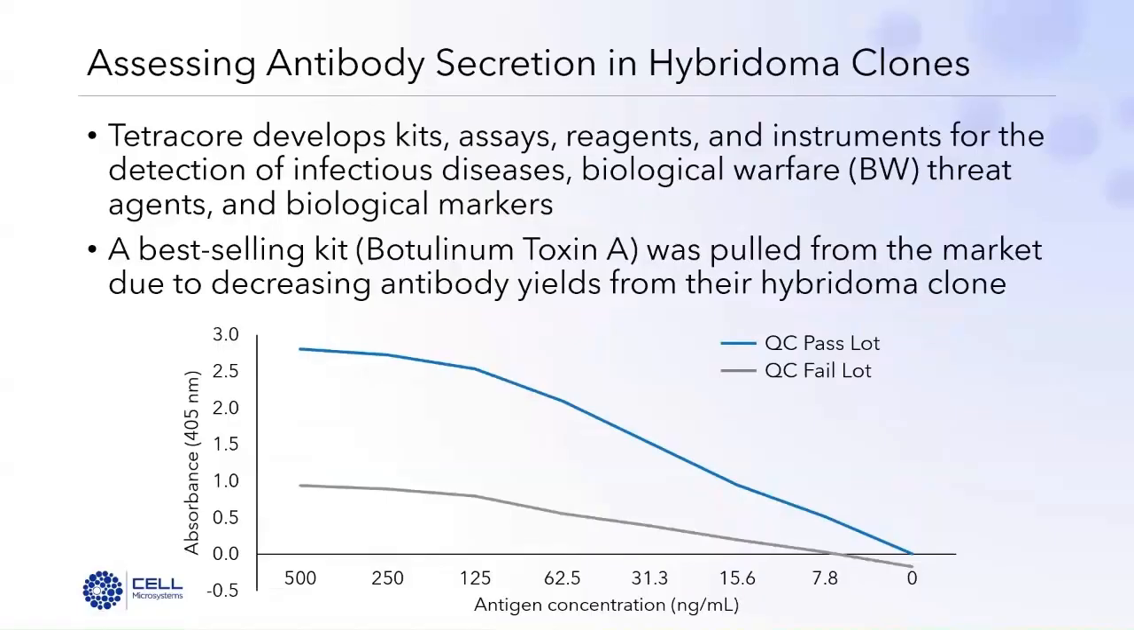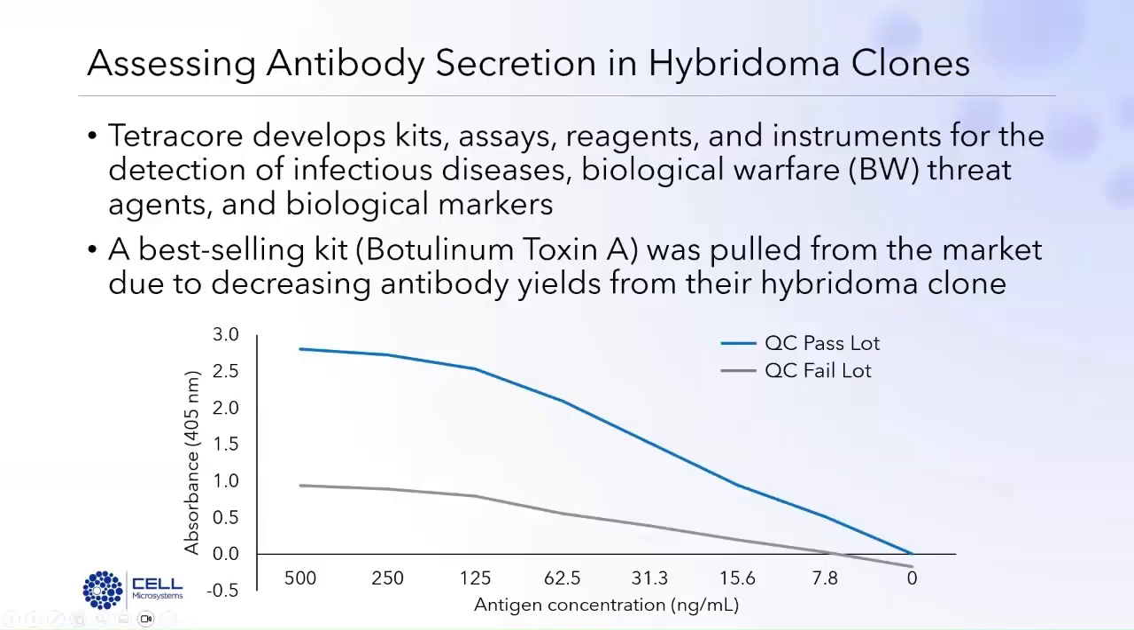Tetracore is an antibody production company in Maryland. They are a good collaborator of ours that reached out to us for help with this exact problem. They develop kits, assays, reagents, and instruments for the detection of diseases, biological warfare, or biological threats in the field. And their kits are intended to be used in the field with first responders to assess threats like this. They reached out to us because one of their best-selling kits, to botulinum toxin A, had actually been pulled from the market due to the fact that their hybridoma cells had a decreasing antibody yield.